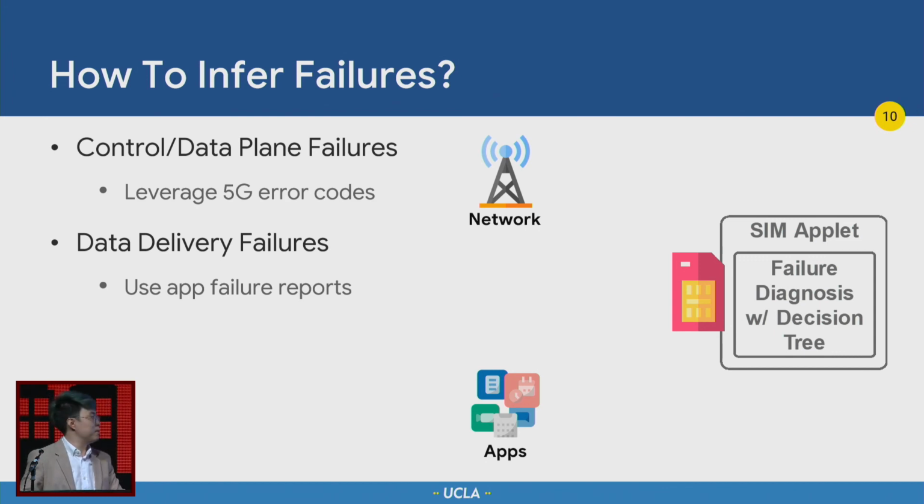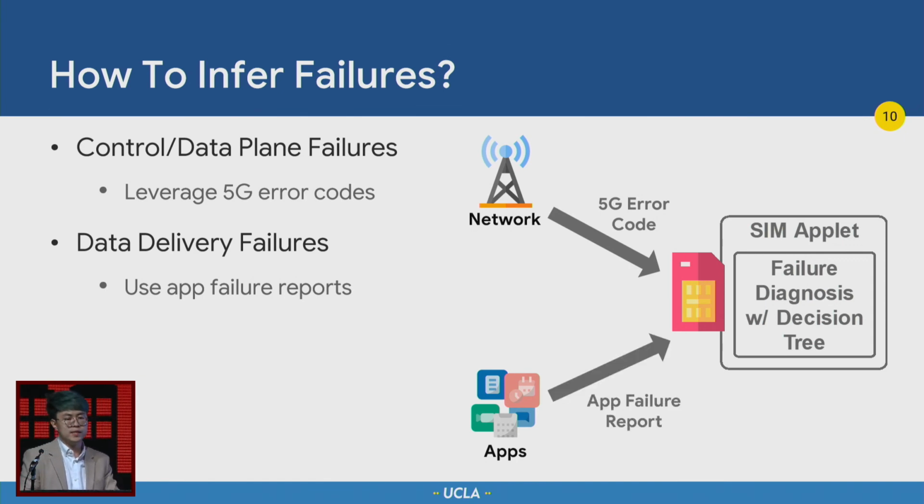So when the failure happens, if it's caused by control or data plane failures, then the network will send this error code to the SIM card as diagnosis information. And also the application doesn't need the OS to do the detection. When it detects that a failure happens, it can directly report to the SIM with the corresponding information of its traffic, for example, port, IPs, etc. With this information, the SIM can perform diagnosis with a simple decision tree leveraging all the collected info.